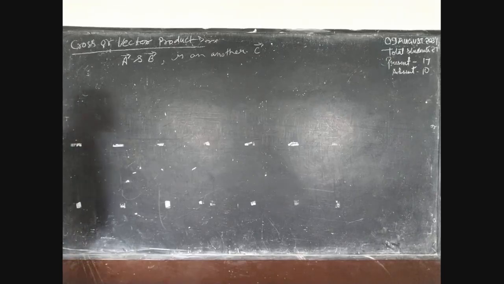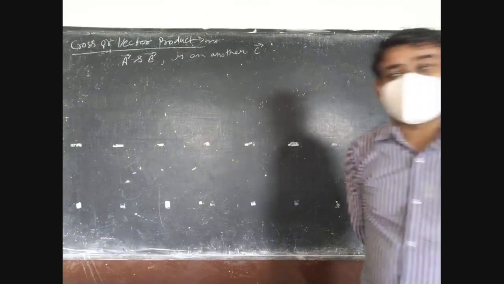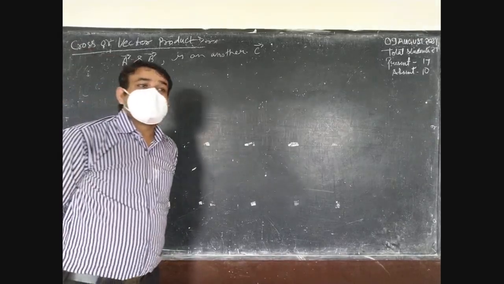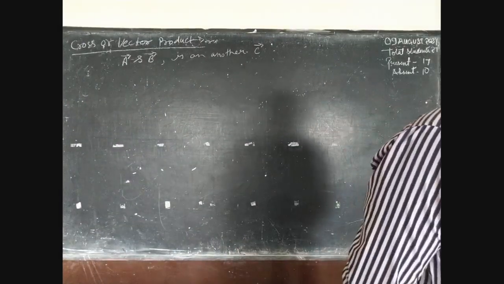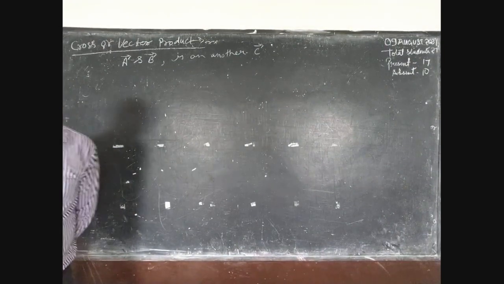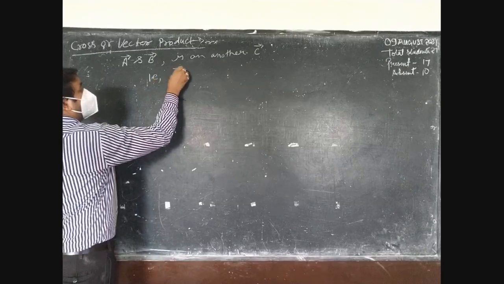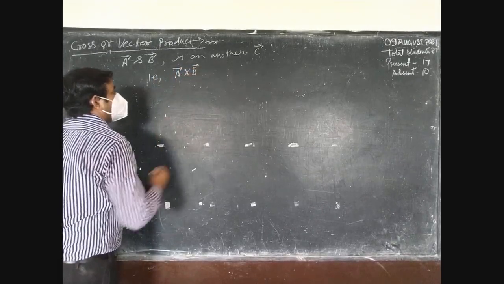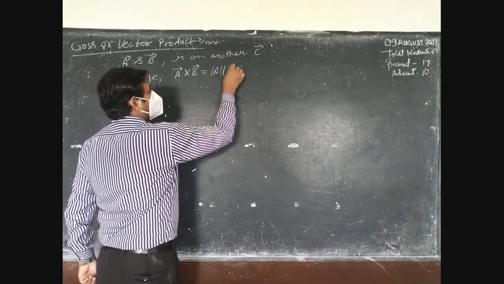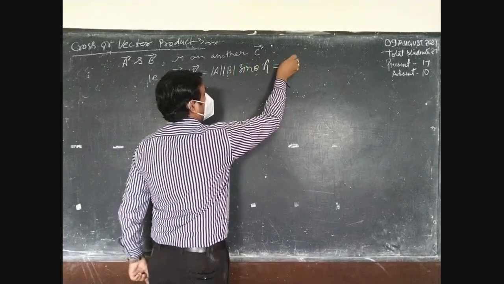whose magnitude is equal to the product of the magnitude of each vector with the sine of the smaller angle between A and B. That is, vector A cross vector B is equal to modulus of vector A, modulus of vector B, sin theta, n cap, is equal to vector C.